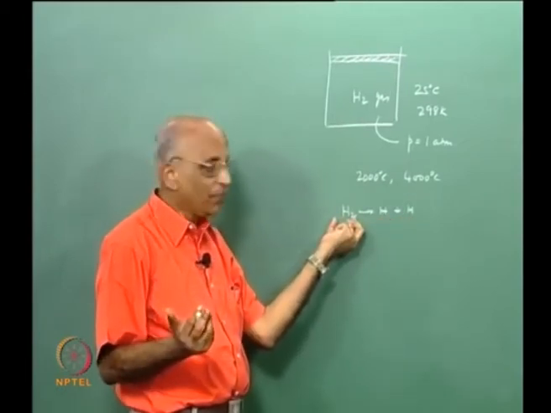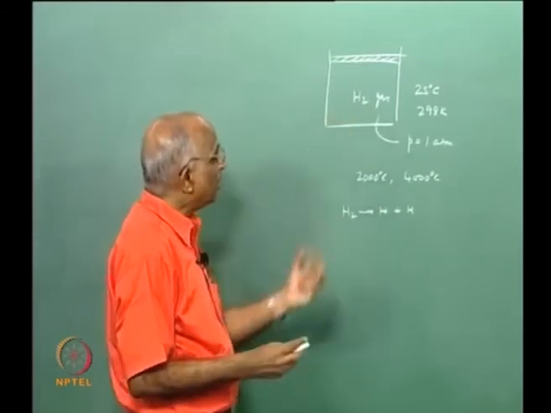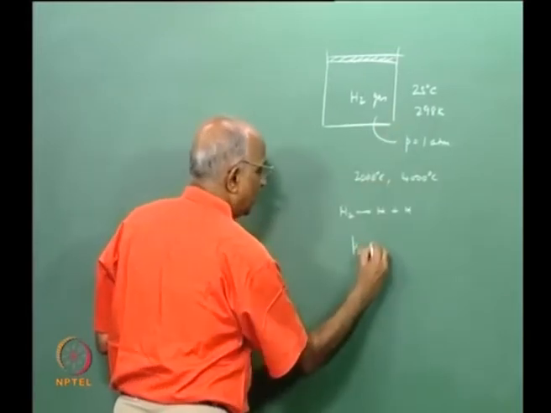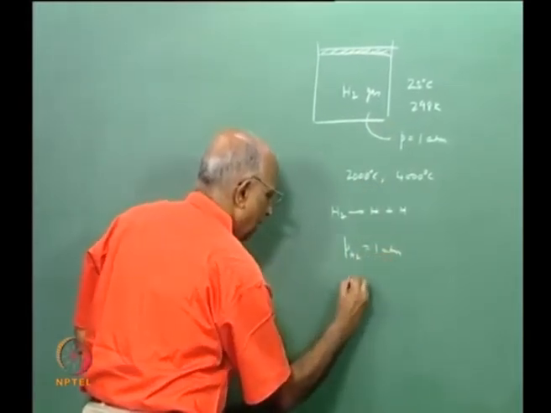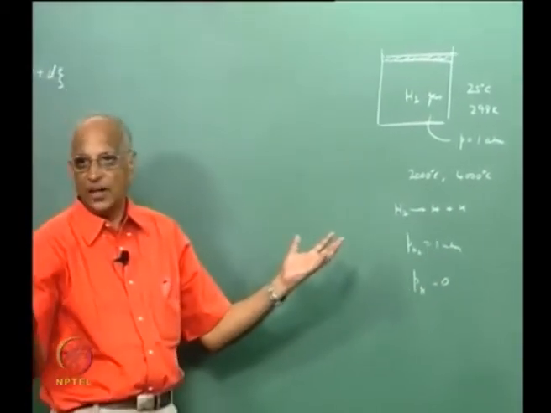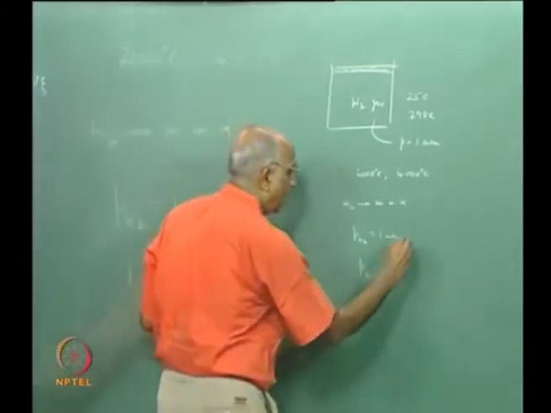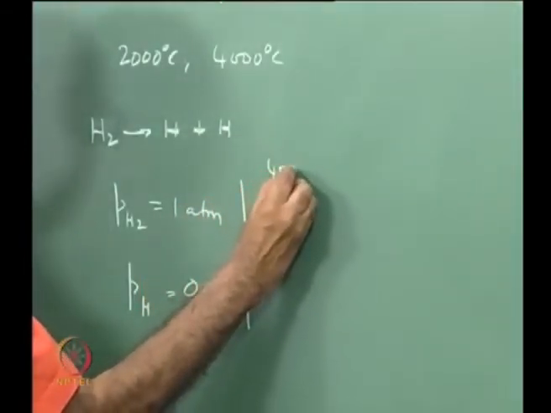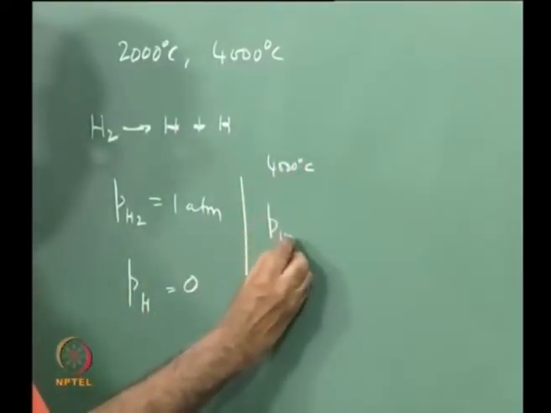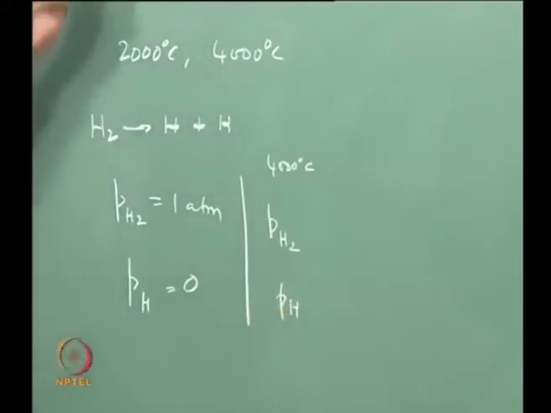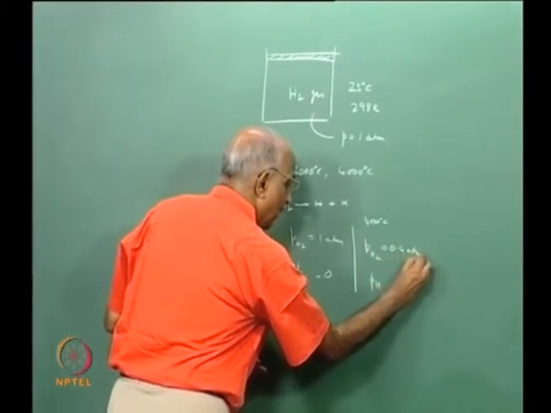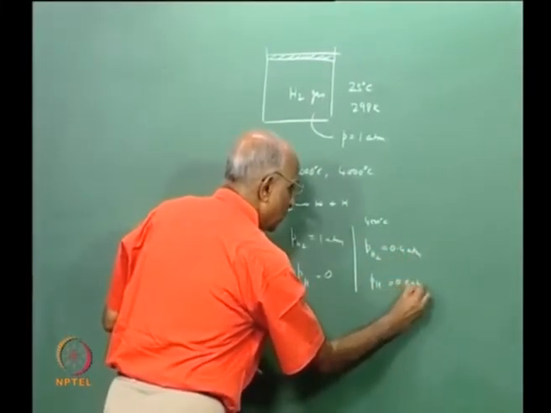Or rather, if I were to look at the partial pressure of the gas, maybe pH2 at 25 degrees centigrade is 1 atmosphere and the partial pressure of hydrogen atom is equal to 0 because everything is hydrogen molecule. Maybe at 4000 degrees centigrade, we will work out this problem today, what is going to happen? Maybe pH2 plus pH is still 1 atmosphere and therefore it could be something like 0.4 atmospheres and this could be 0.6 atmospheres. Therefore, what is happening?